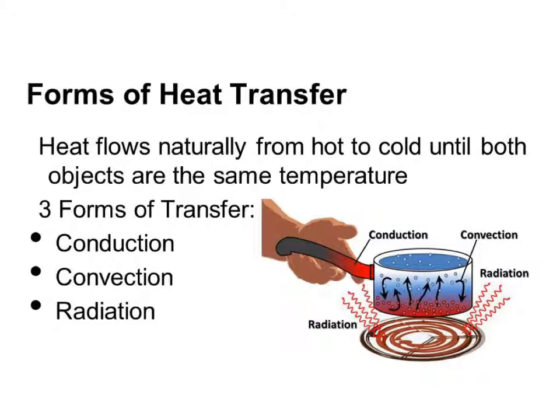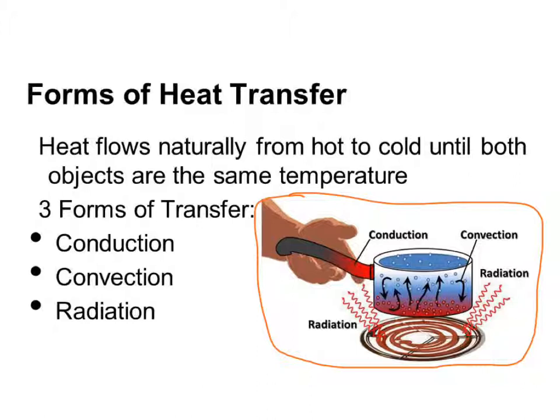Now, heat flows naturally from hot to cold until both objects are the same temperature. So if you're ever sitting on a cold floor or cold desks, your body's usually warmer, and the heat is going to flow out of it to that cold spot until it's the same. There are three forms of transfer: conduction, convection, and radiation. If you look at this picture, it shows what all three are about. Conduction is by touching something, convection is through air and liquid particles, and radiation is through waves.